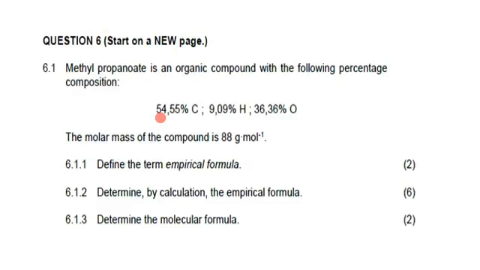Then 6.1.2 says determine by calculation the empirical formula, and that is for 6 marks. Remember, as I always tell you, 6 marks does not indicate the difficulty of the question, but rather that we may have to use multiple formulas, or the process is a bit long, but it has nothing to do with the question being difficult. So you just need to take a chill pill.